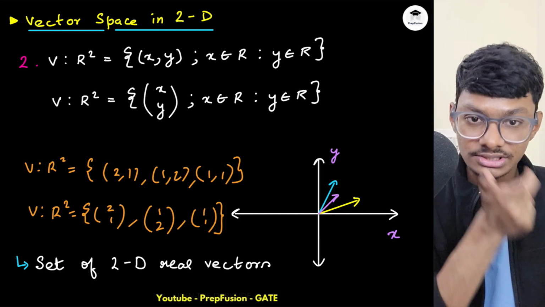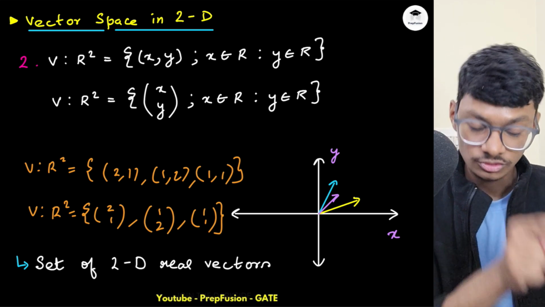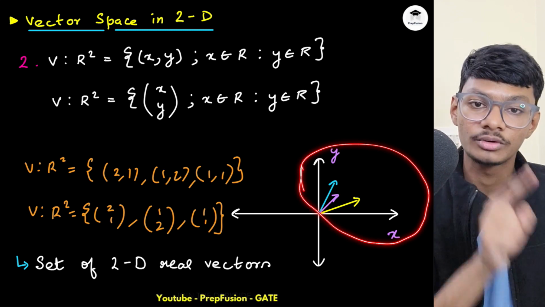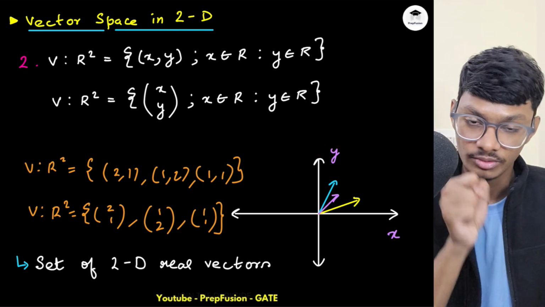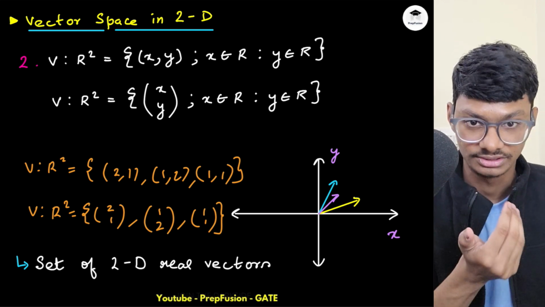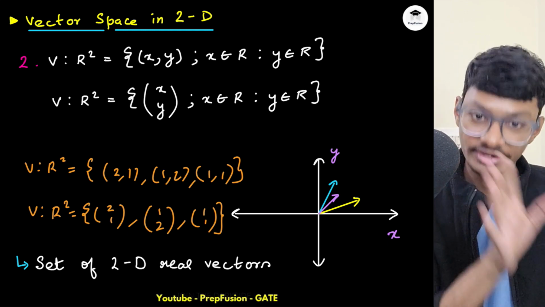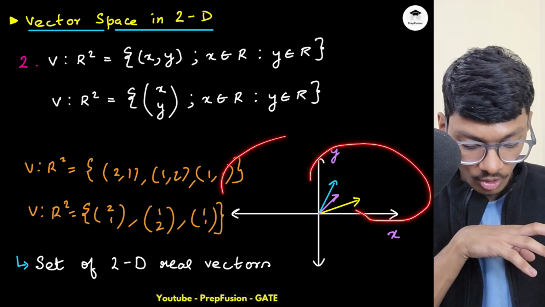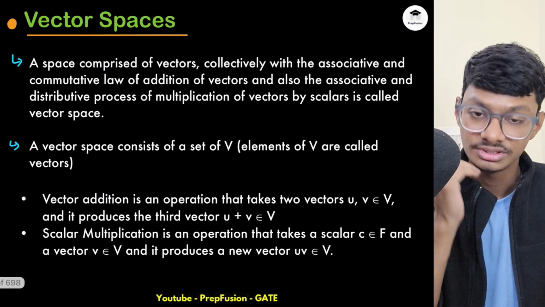A vector space in 2D is denoted by V, and X is another vector space in 2D, but with an added condition that the x and y components should be all positive. That means it will be a vector subspace of V. It is also a vector space, but it is a subspace because I am not covering the whole 2D plane, I'm only covering the first quadrant. Okay, so that is what this subspace means.